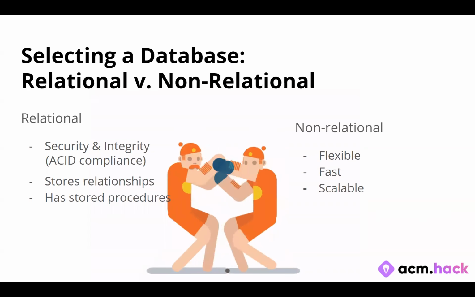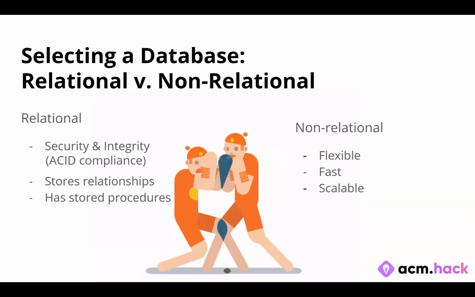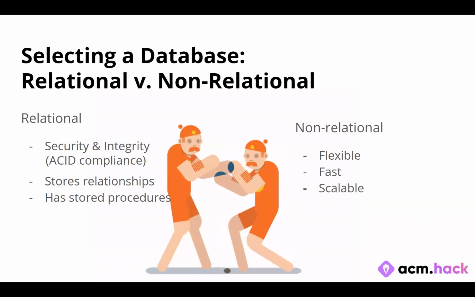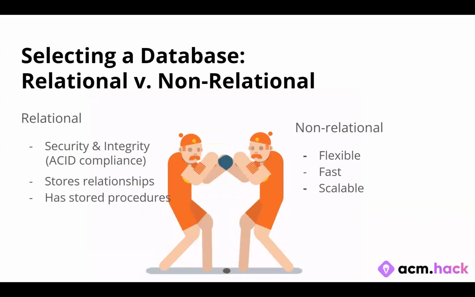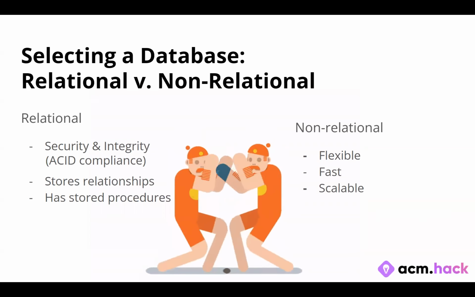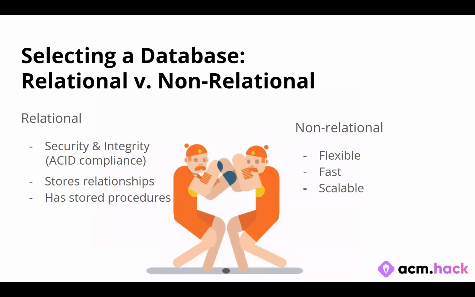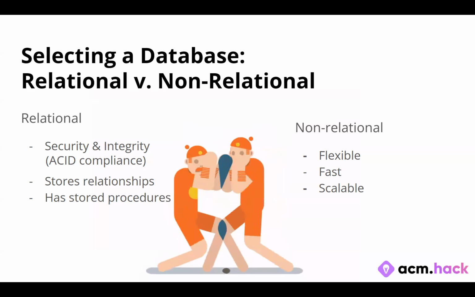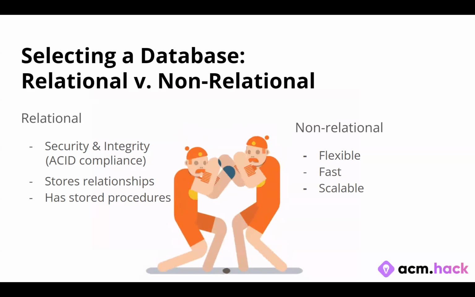ACID compliance is something we're not really going into today, but it stands for, I think, atomicity, consistency, isolation, durability. It means that when you try to alter a relational database, you have to follow a certain set of procedures. A change either goes through or it fails completely. If it fails, that failure is hidden from the user. Basically, lots of things to make it secure and relatively stable, so it's not that hard to change.